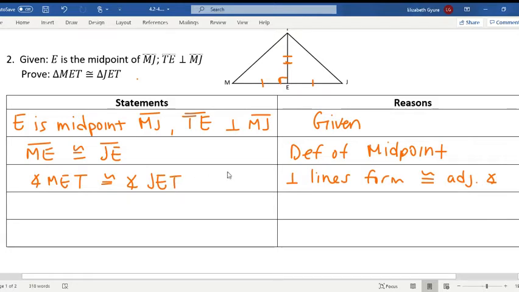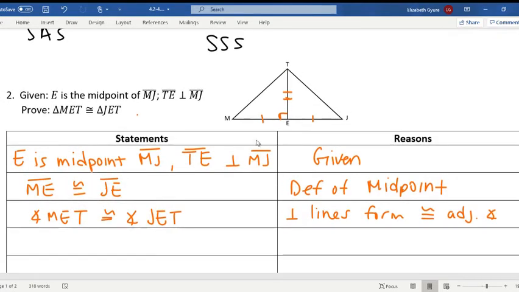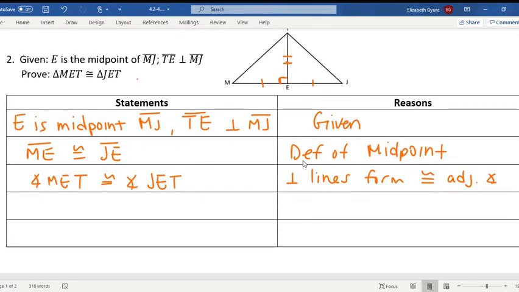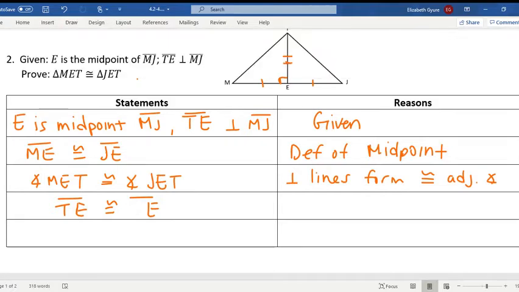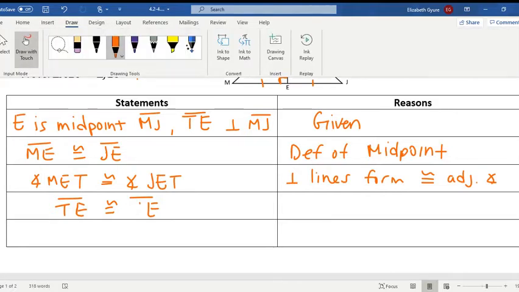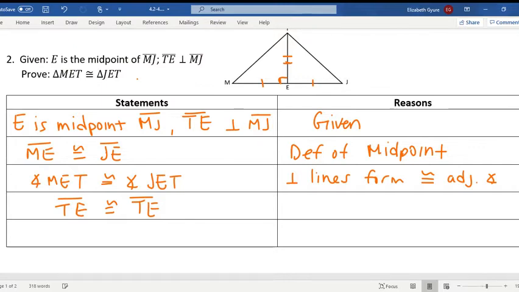All right, and now we are actually done with our vocab, and we're going to move on to our shared side. Anytime you have a shared side, you can just use the reflexive property. So I'm going to say that segment TE is congruent to segment TE by the reflexive property. And this is a time where the reflexive property is required. You do have to do this because it needs to be mentioned in your proof.